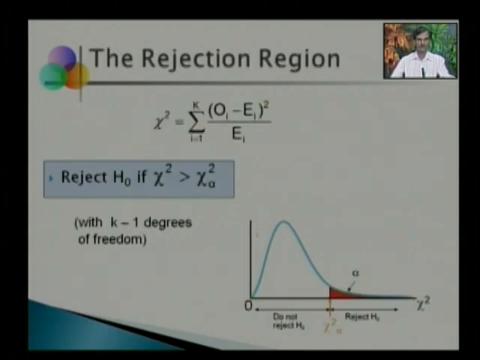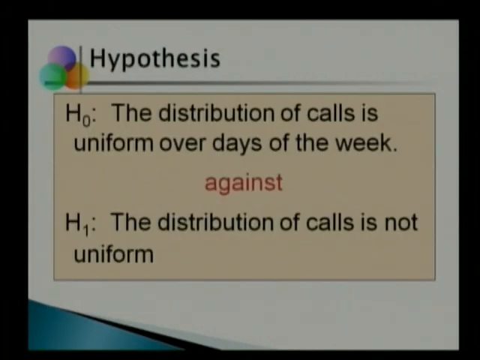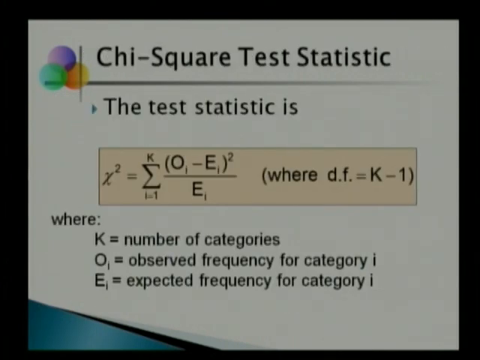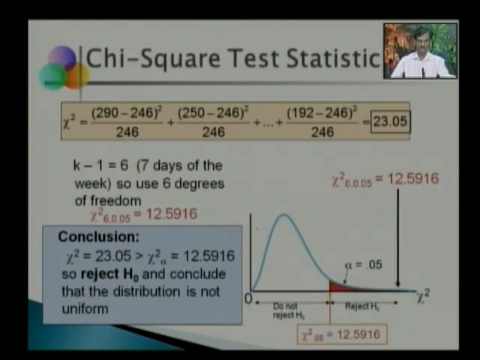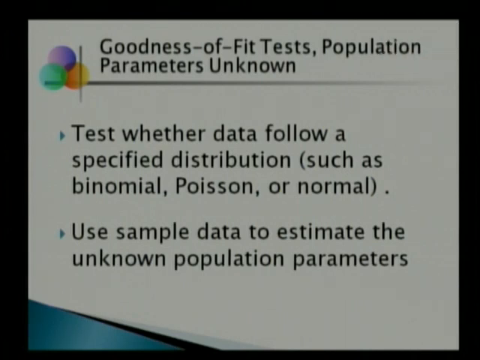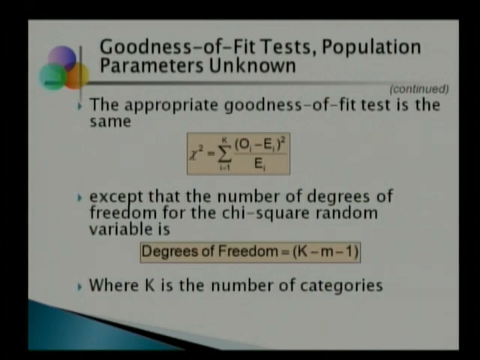That means if you observe this data, the calls are not uniformly distributed over the days of the week. So this is one application of chi-square, that is the test of goodness of fit. But many times the distribution involves some parameters. So the chi-square test for goodness of fit is also used for testing various distributions, that is binomial, Poisson or normal. Now let us take one example.